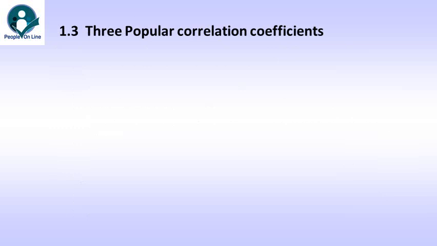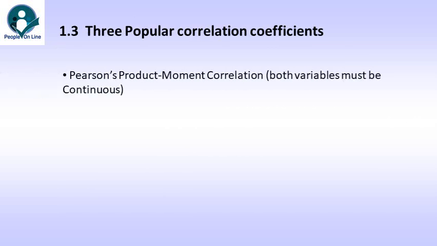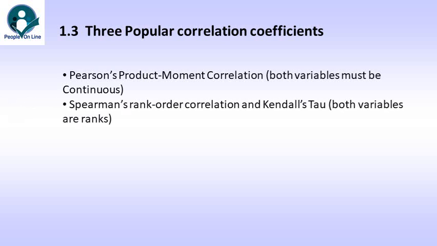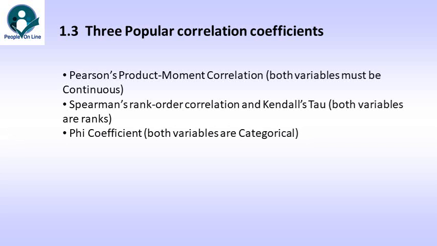Three popular correlation coefficients. These are Pearson's product moment correlation. Here, both variables must be continuous. Spearman's rank order correlation and Kendall's tau. Both variables are ranks here. Phi coefficient. Both variables are categorical.